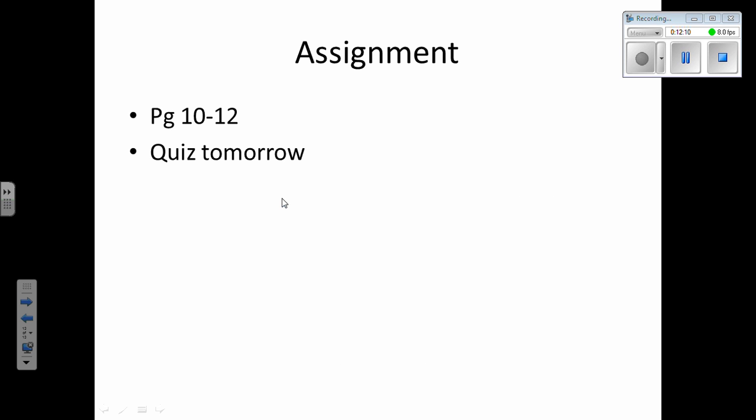So your assignment is pages 10 to 12, and there will be a short quiz tomorrow on this as well. And that is it.